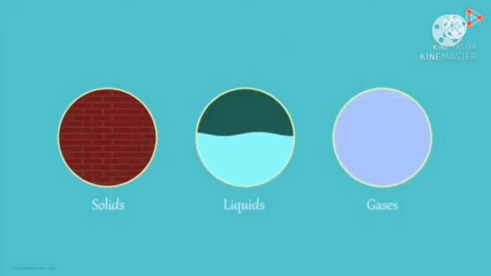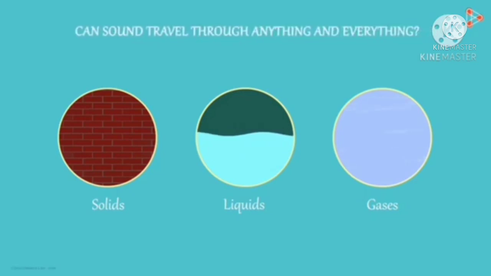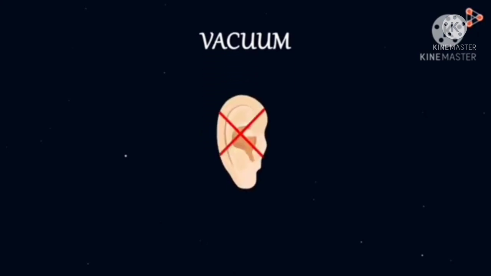But does it mean that sound can travel through anything and everything? The answer is a resounding no. Sound cannot travel through a vacuum. What is a vacuum? It is a space from where all or most of the matter is removed. An example is outer space. Yes, we cannot hear sound in outer space. That is why they say, in space, no one can hear you scream.